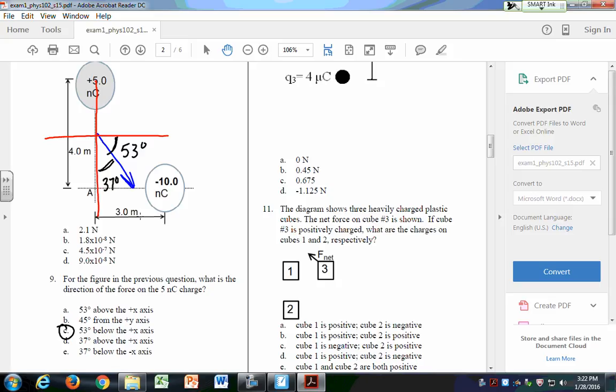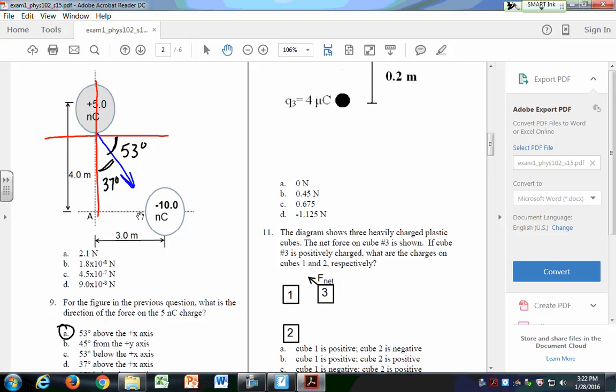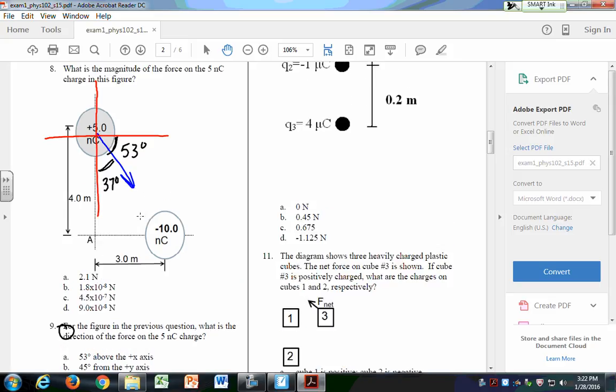And it's below because of the direction. Right. Because if I look at my coordinate system, this is x, this is y, it's below that axis. If it were above, it would be in this direction. It can be above or below the negative x-axis. I'm not going to give the angle with respect to the y-axis. That's just my standard. Okay?